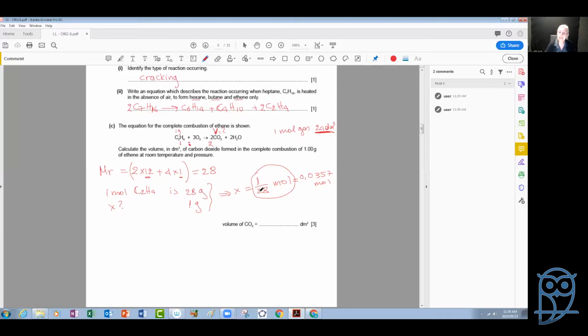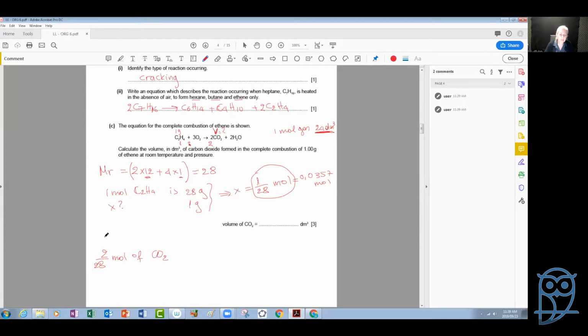Okay, now we have, these are the moles of things that react. And obviously the carbon dioxide produced is double the number of moles. So how many moles of carbon dioxide is that? It's twice 1 over 28. So it's 2 over 28 moles of carbon dioxide produced, isn't it?